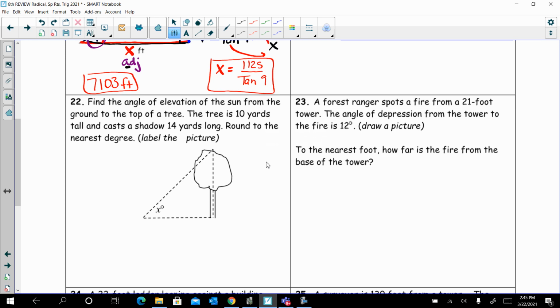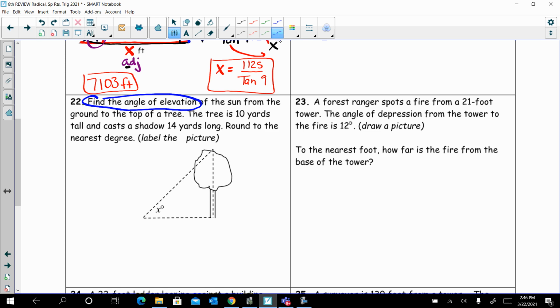It says they want you to find the angle of elevation of the sun from the ground to the top of the tree. The tree is 10 yards tall and casts a shadow 14 yards long, round to the nearest degree. Label the picture. So here we do have to label the picture. The key information here is for finding the angle of elevation, which is our x. They already gave us that.